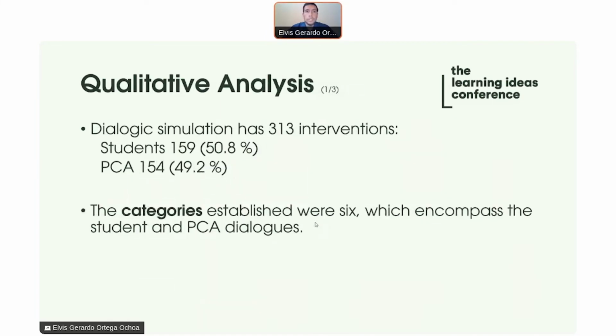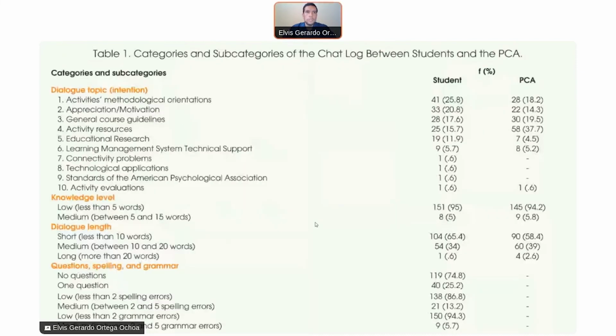About the qualitative analysis, content analysis of the dialogue simulation was applied by transforming qualitative data into quantitative data. The dialogue simulation has 313 interventions: the student 159, and the PCA 154 times. The categories established were 6, which encompass the student and PCA dialogues. This is shown in table 1 together with the quantitative results. The purpose was to evaluate them on an organized and systematized basis and make an in-depth evaluation of their particularities.